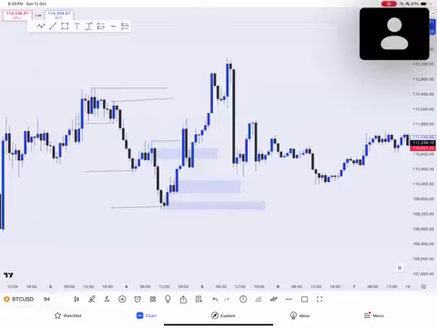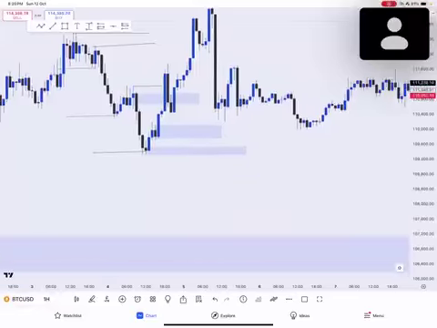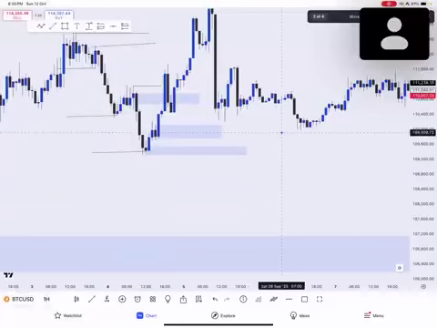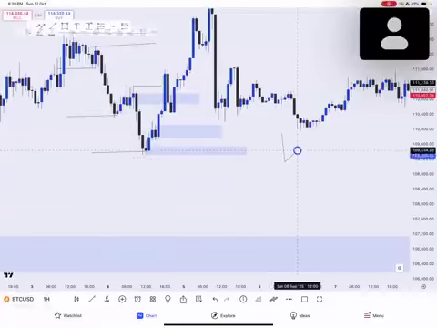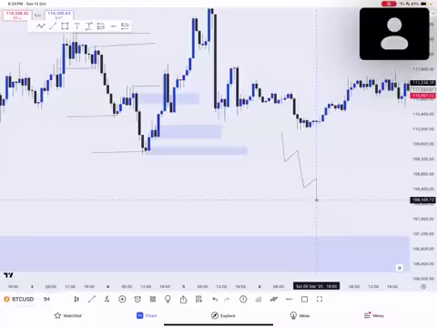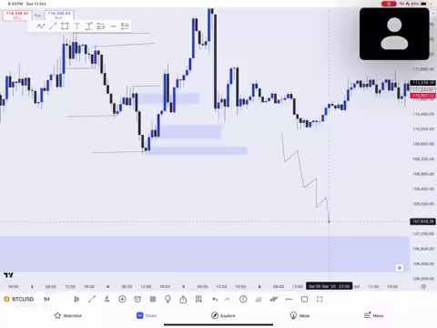So like I said, in one setup, you can have multiple POIs. If you have a downtrend, lower high, lower low, lower high, lower low, then the market structure shifts.